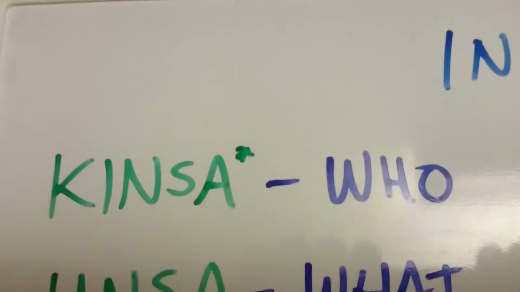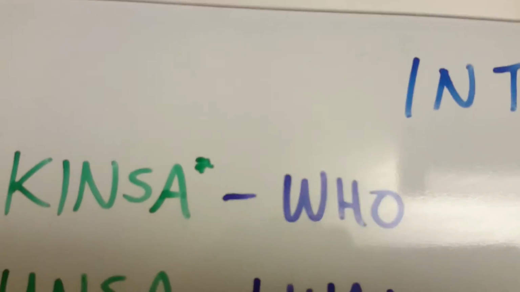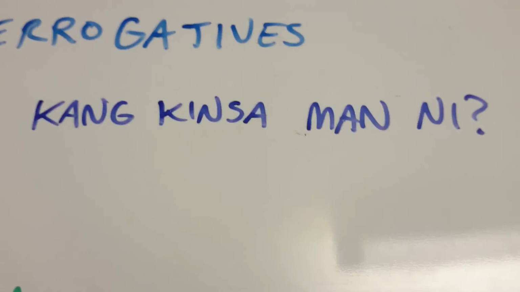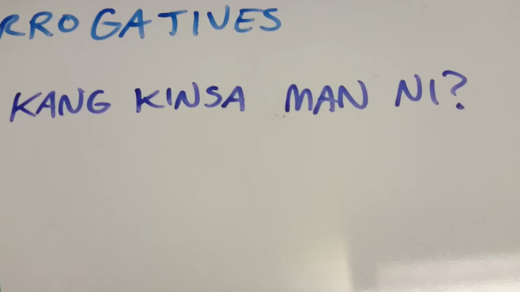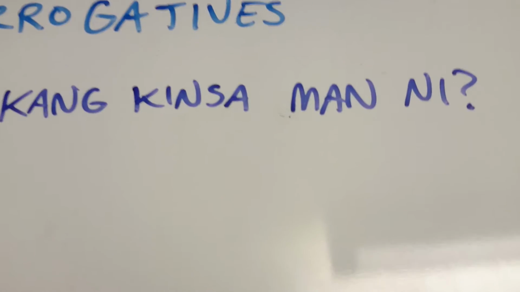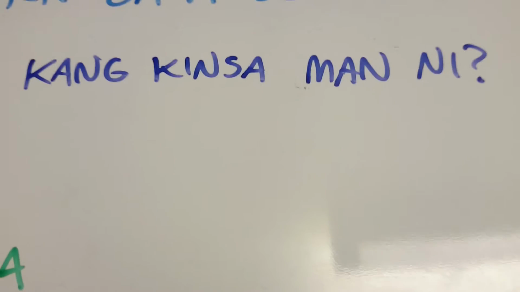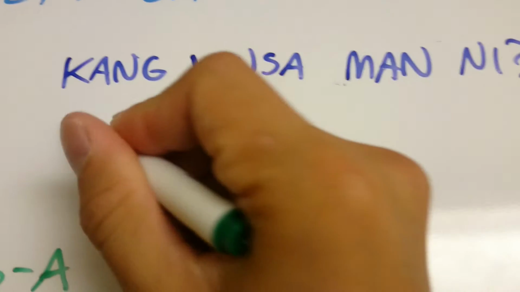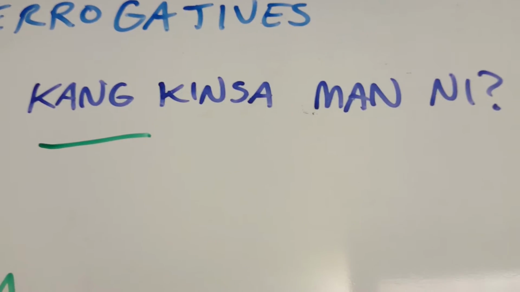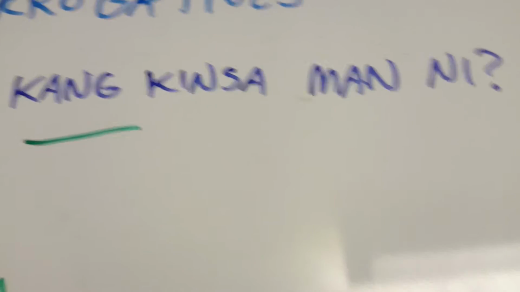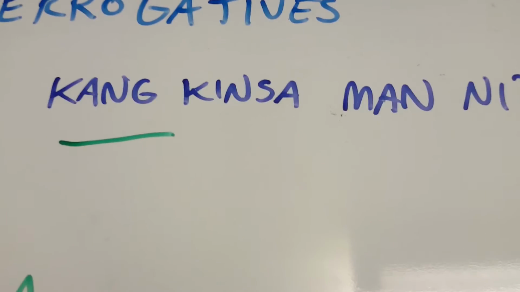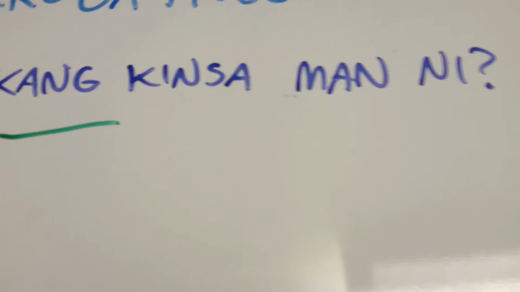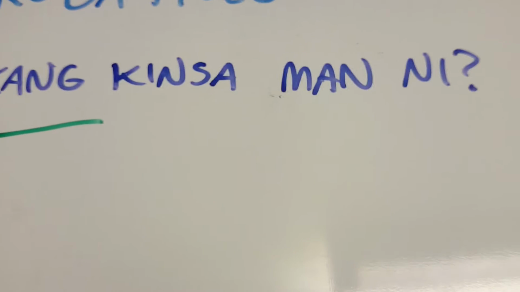One thing that I want to talk about with kinsa, since I put an asterisk there, is this possessive, right? Even though kinsa means who, we can also make it into like a possessive form-ish kind of a deal. So by doing so, we have to add kang to it before kinsa. So by saying kang kinsa, meaning whose, like whose object is this, or something like that. And most frequently you will hear kang kinsa mani, which means like whose is this.